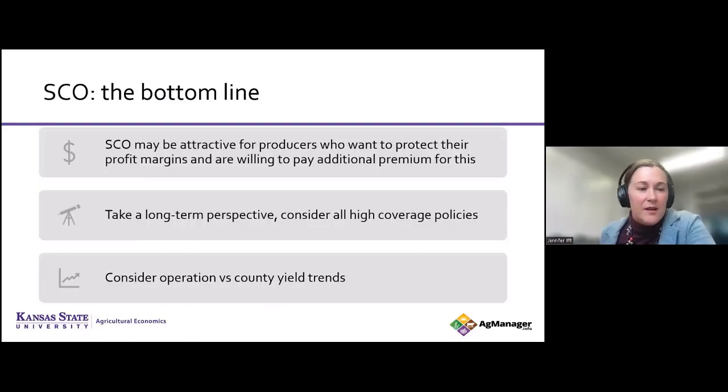So I'm going to wrap up here. I think with SCO, it's really a different, more intensive way to manage risk. And it could be attractive for producers who want to protect their profit margins, or even, if margins are looking tight, make sure you can cover your expenses. And this is how you want to manage risk, and you're willing to pay an additional premium for that. If this is the route you want to take, having a long-term perspective is helpful. There are other options with other high coverage policies as well. And you need to be comfortable with what's going on with your operation and county yield trends.